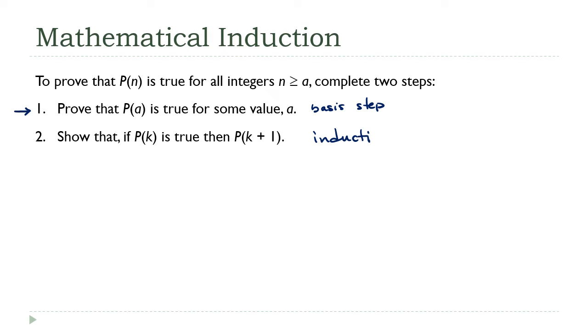called the inductive step, involves showing that if the hypothesis is true for k, then it must also be true for k plus 1. Right? This initial assumption that P of k must be true, this is called the inductive hypothesis. And it corresponds to the second assumption in the ladder example, where we assume that if we can make it to rung k, then we can also make it to rung k plus 1.